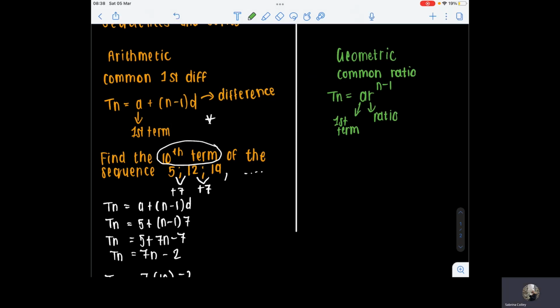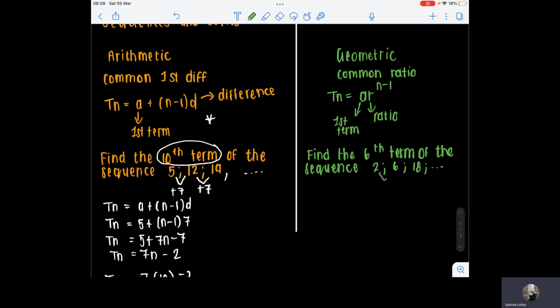Okay, so if I say find the 6th term of the sequence 2, 6, 18. Obviously they don't tell us it's geometric, so we need to find out what it is. If I go 6 minus 2, it's going to give me 4. 18 minus 6 gives me a completely different answer, so I don't have a constant first difference. Then I check if I have a constant second difference.